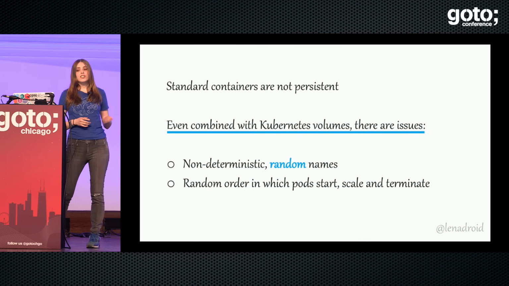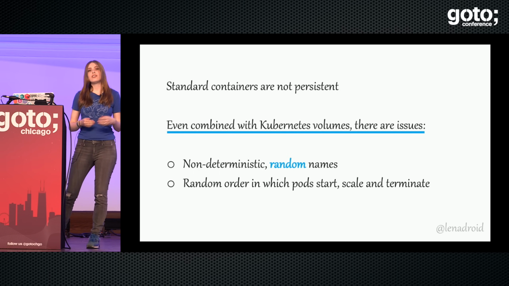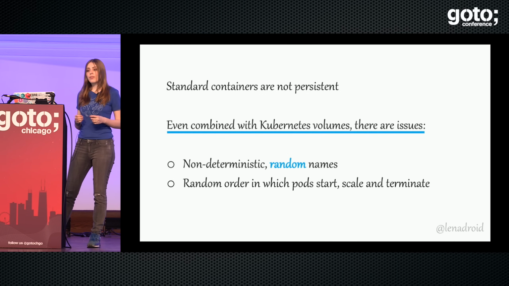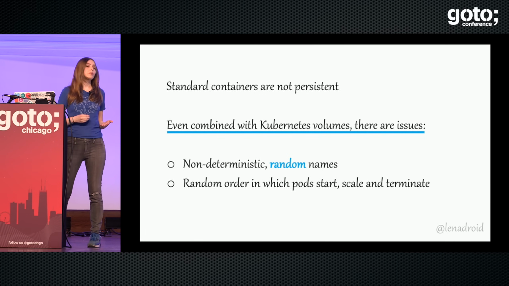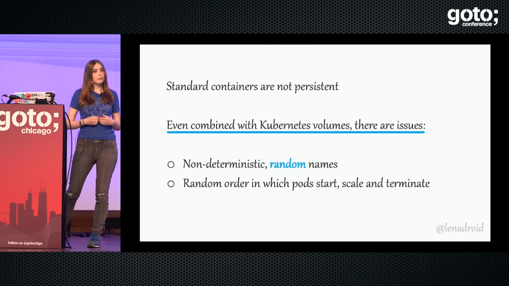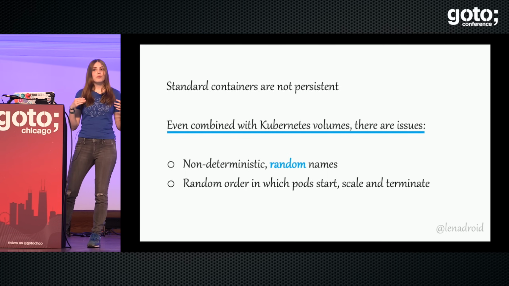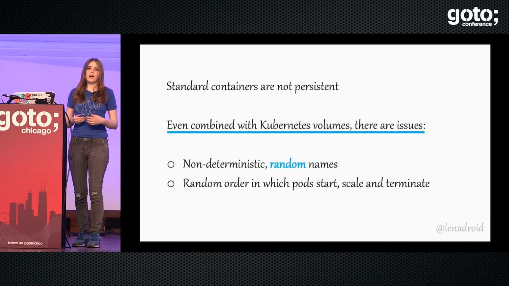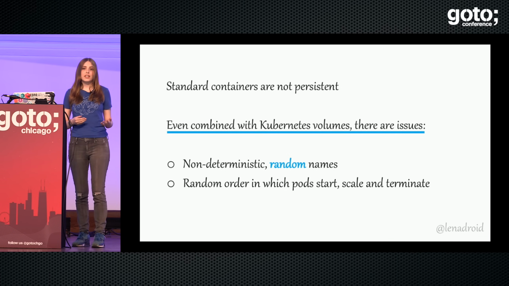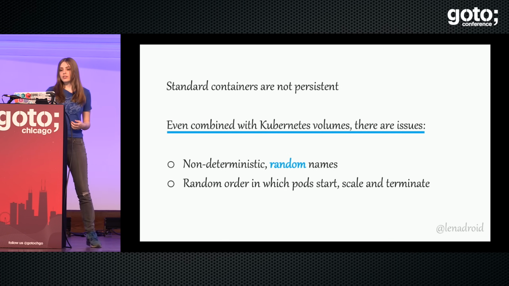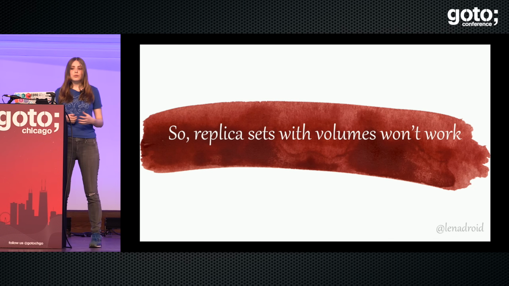So standard containers are not persistent. Even combined with Kubernetes volumes, there are quite a few issues. We notice that pods start up with non-deterministic and random names that are not predictable enough, and that they start in random, unpredictable order. Same with deletion and termination and scaling. So we can't really make those distributed system assumptions. So replica sets with volumes won't work for us.